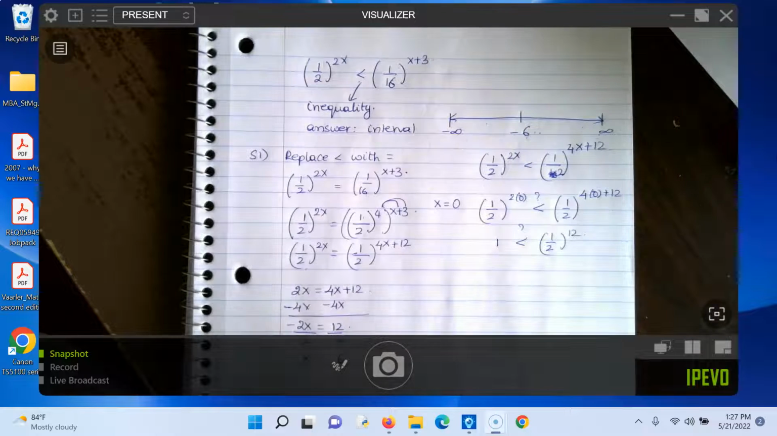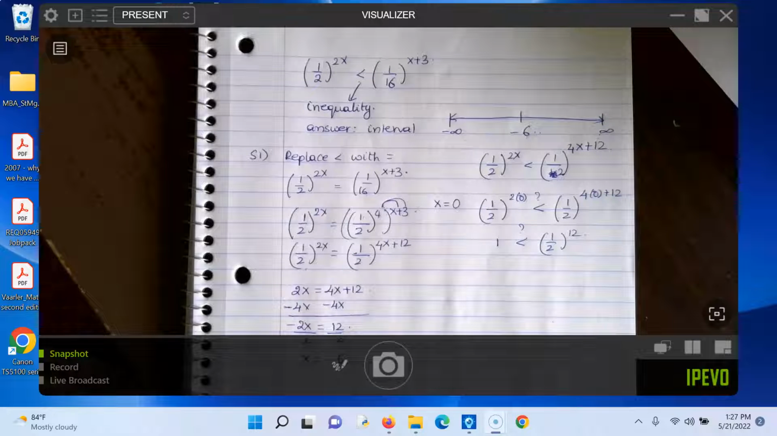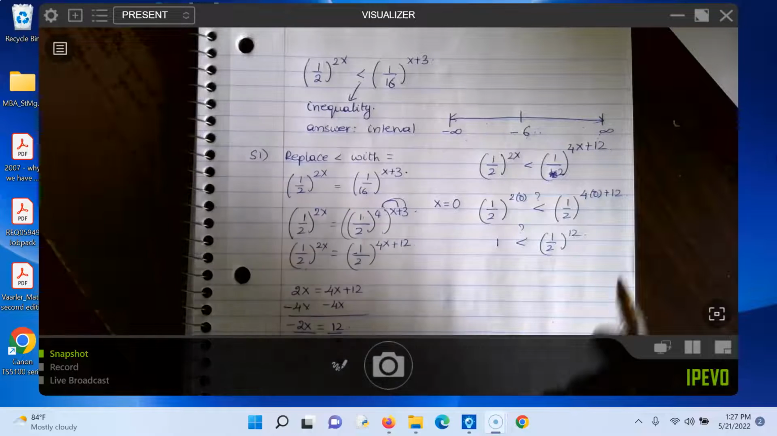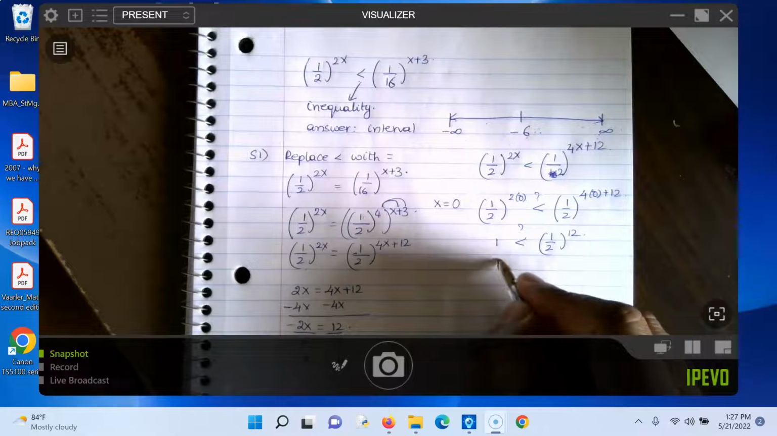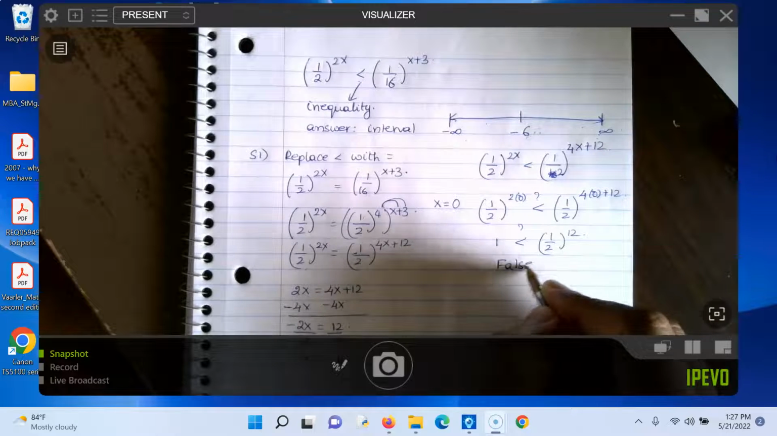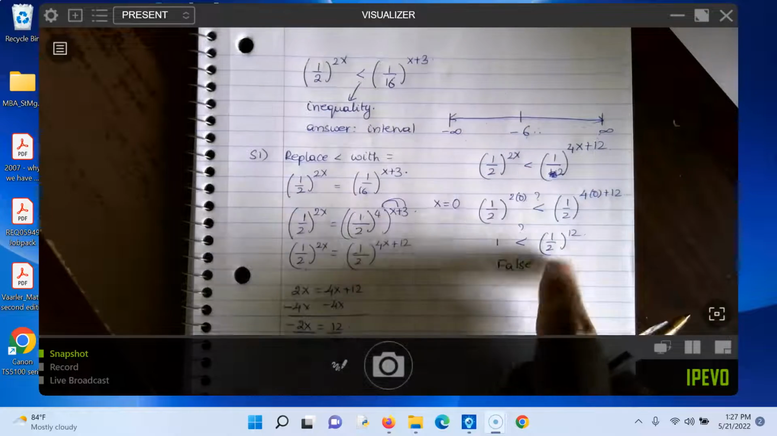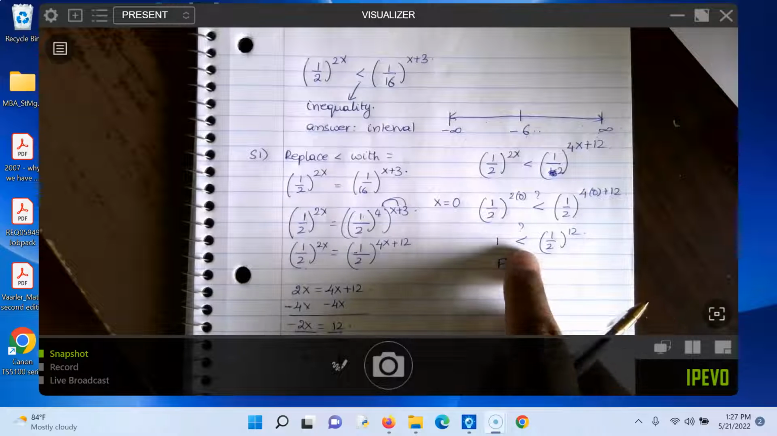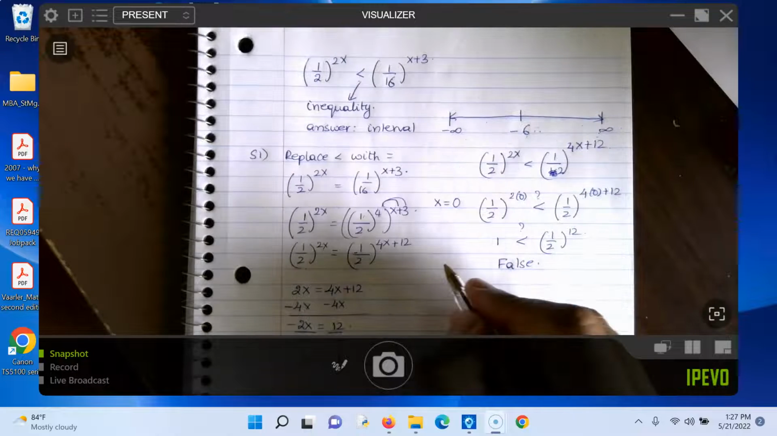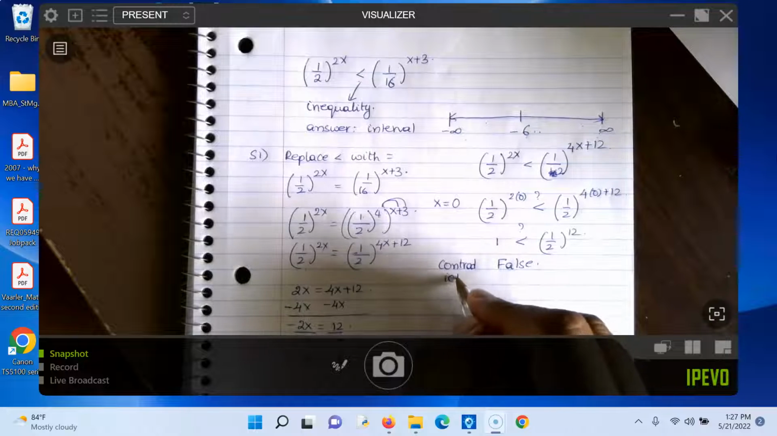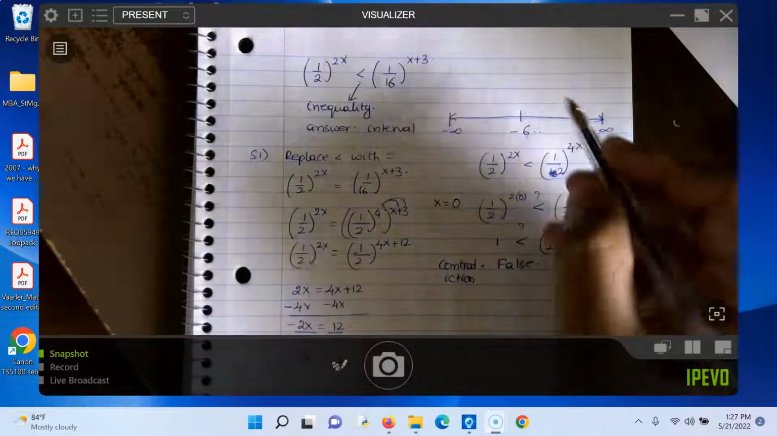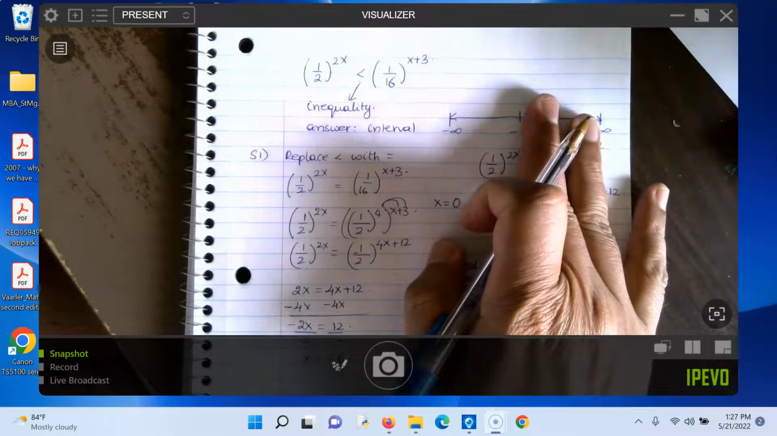Okay, so now I want to use my calculator and evaluate what 1/2 to the 12 is. I don't know what it is, but I definitely know that this is false. 1/2 to the 12 is tiny, and 1 is not less than that. So this inequality does not hold. It's a contradiction, so it is a false statement. That means this is not the solution.